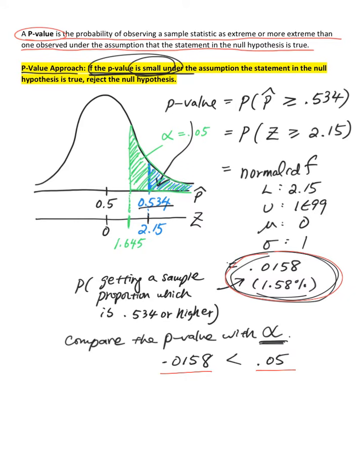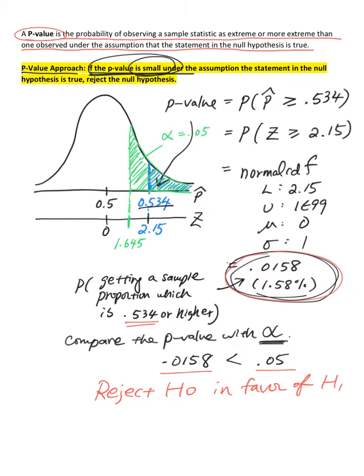Since the p-value is smaller than the significance level, it is so unlikely that we get a sample statistic such as 0.534 or even higher purely by luck. That implies that it is likely that the null hypothesis was not true to begin with, and we're more inclined to support the claim that more than 50% favor the policy. So our conclusion is that we reject the null hypothesis in favor of H1.